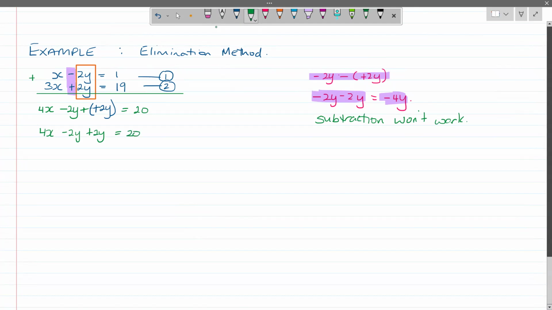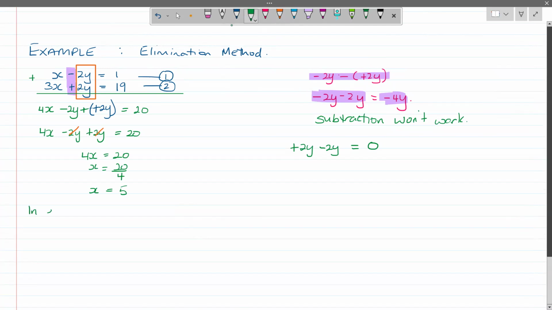Now, because we have minus 2y and we have plus 2y, that will actually give me 0. These two here will cancel each other out, and I will remain with 4x is equal to 20. So x will be 20 divided by 4. x will be equal to 5.